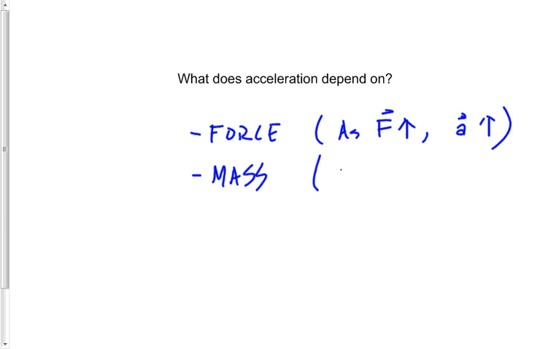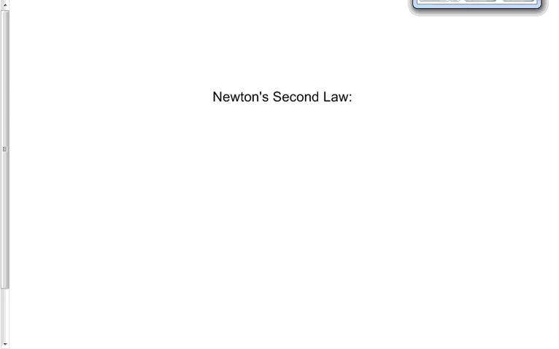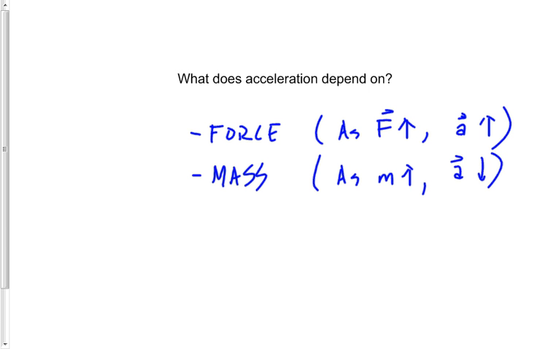Now, as mass goes up, what happens to the acceleration? The acceleration goes down. The acceleration decreases. I push harder, I accelerate quicker. I get heavier, I accelerate slower. Newton's second law is essentially what we just said, right? We just said that acceleration depends upon mass and force. As force goes up, acceleration goes up. As mass goes up, acceleration goes down.